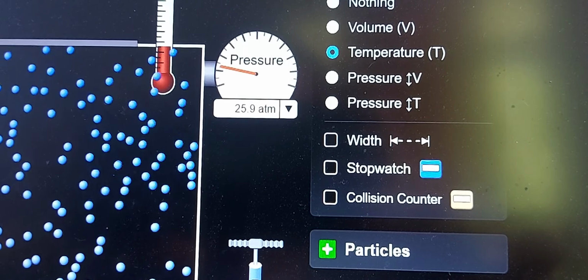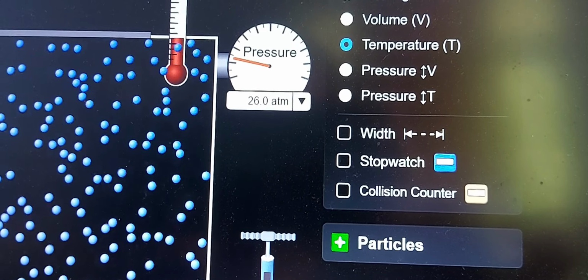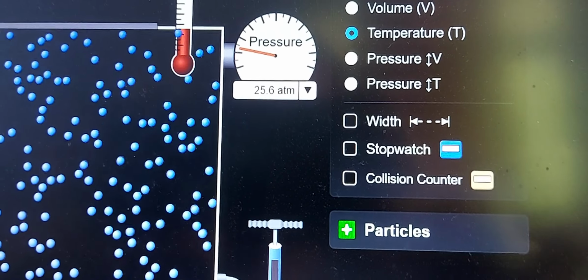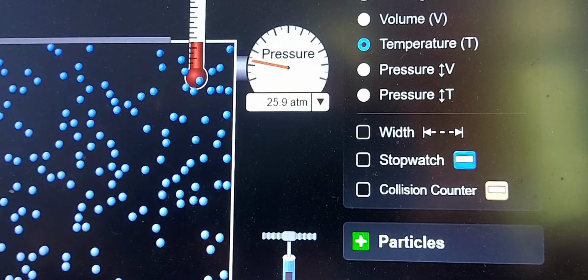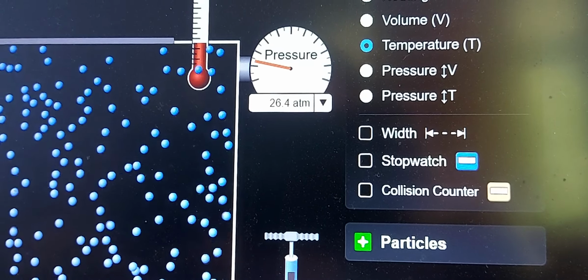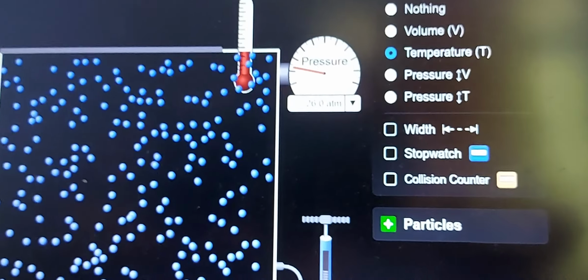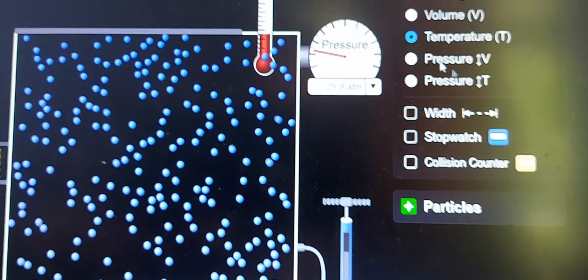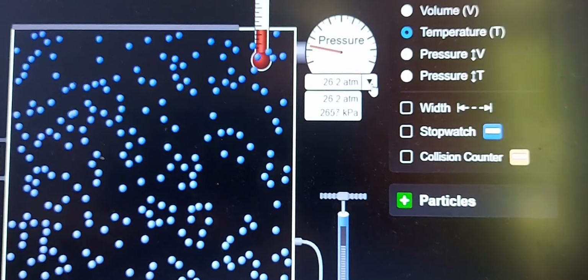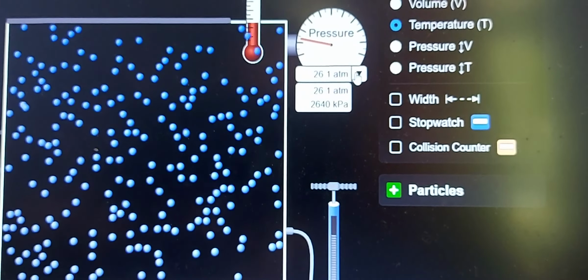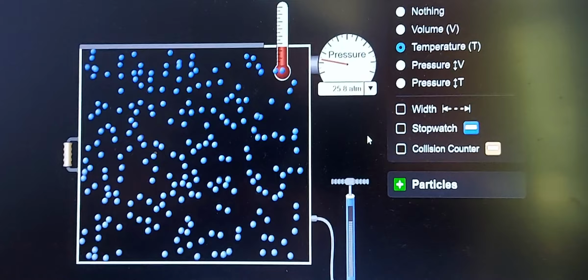Now, if you notice, the pressure seems to keep changing. That depends on the movement of the particles inside. If there is less movement, the pressure is lower. If there is more movement, the pressure is higher. That is why the pressure it gives us keeps changing. And you can also click the arrow here to convert the pressure from atmosphere to kilopascal if you want to. But let's just use the atmosphere because that's the standard unit of pressure.